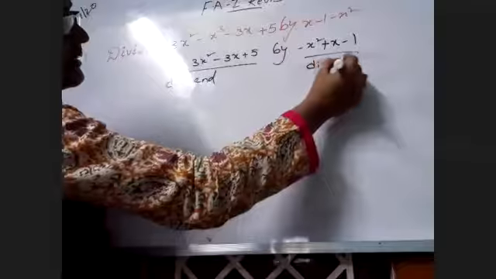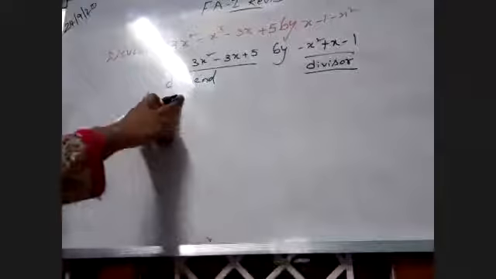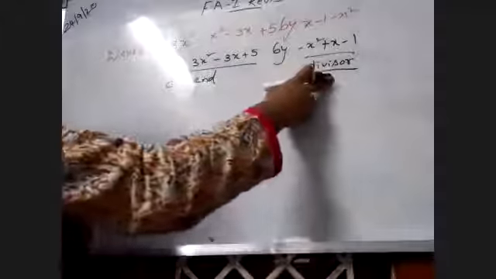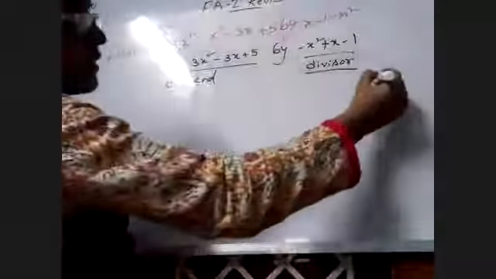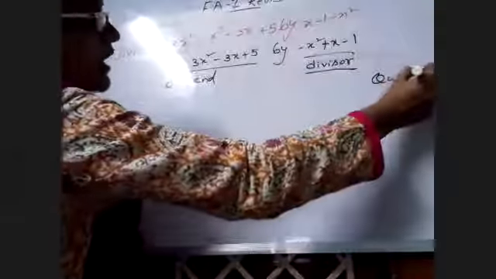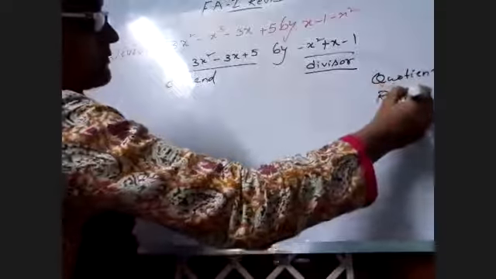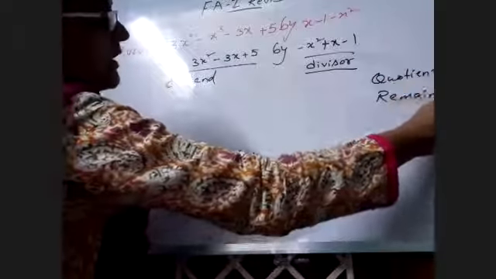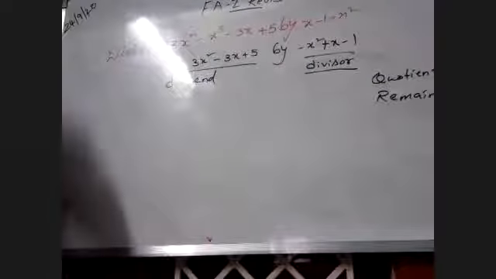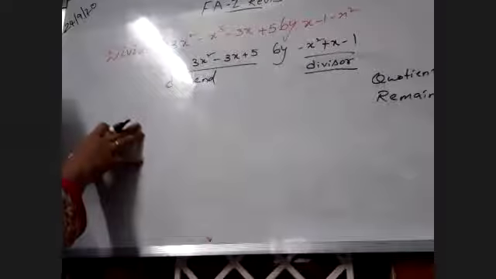This term is the dividend and this term is the divisor. Now we have to find out the quotient and remainder.